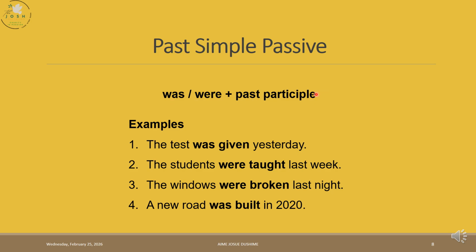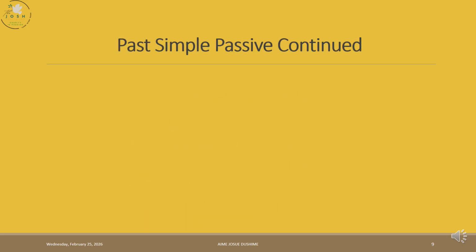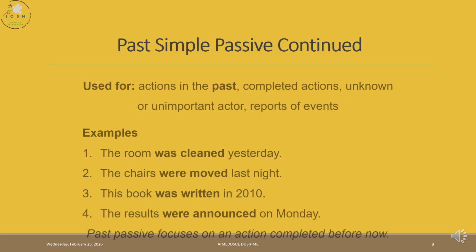Then you add V3. The test was given yesterday. The students were taught last week. The windows were broken last night. A new road was built in 2020. Just simple like that. Let's see more continuation.